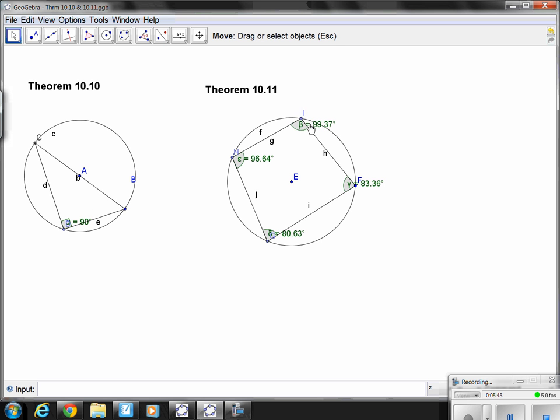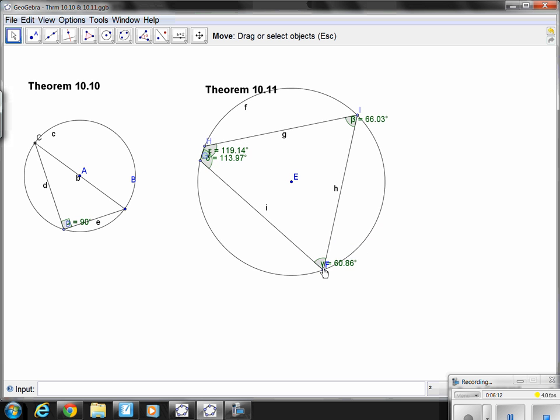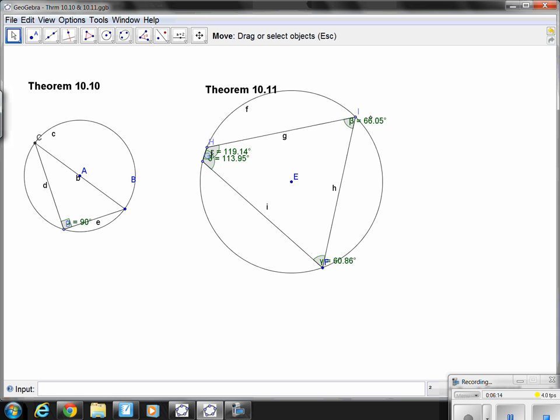Now the next theorem is a little bit more interesting, but when you have an inscribed quadrilateral, your opposite angles are supplementary. They add up to 180 degrees. So this plus this, 180. This plus this, 180. Your opposite angles, even if I move these things here pretty close to each other, these a little bit more far away, your opposite angles, 66 plus 113, is going to be 180 degrees.